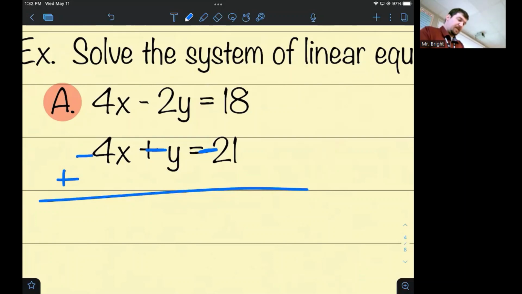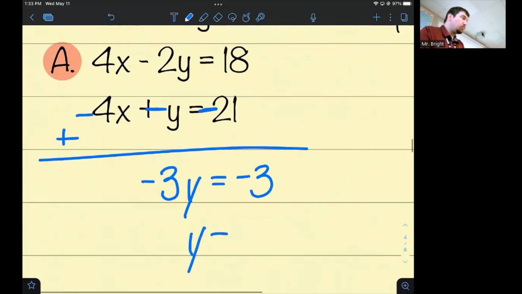0, no x's. -2 plus -1y? What's -2 plus -1, Carson? Same sign, keep the sign. -3. And then 18 plus -21 is -3. Divide by -3 and you'll get y equal to 1.